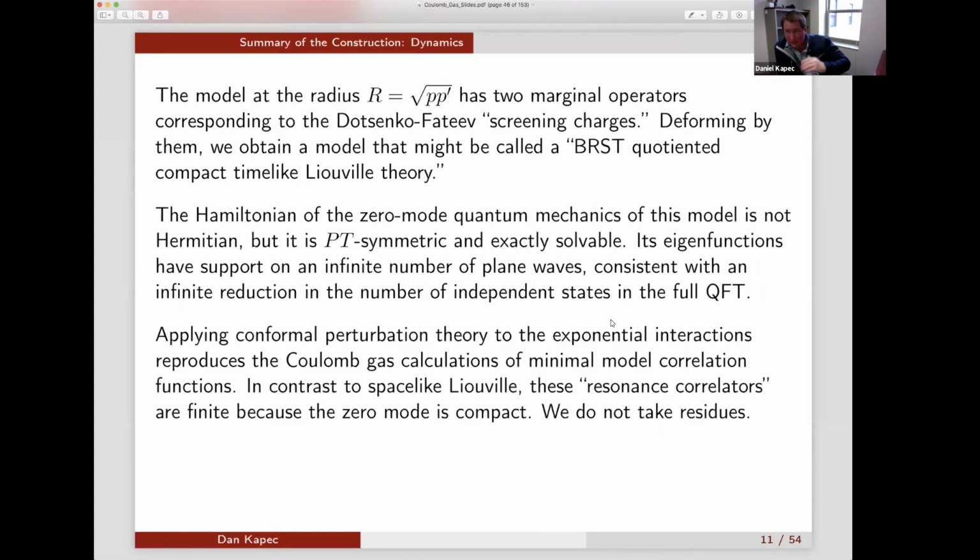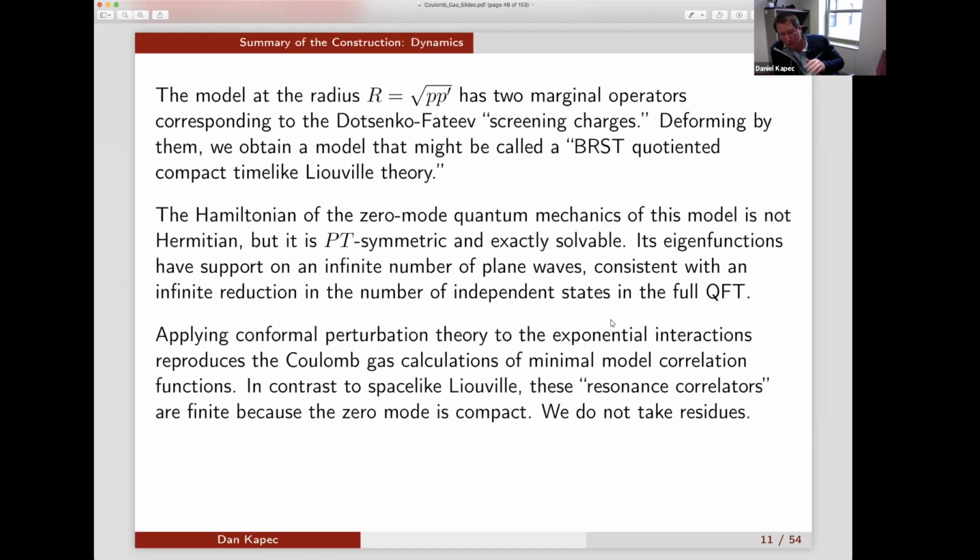Okay, and then if we try to take these marginal deformations seriously and treat them with conformal perturbation theory, that will allow us to reproduce the Coulomb gas calculations of the minimal model correlation functions. You have to understand how two-dimensional surface integrals can be factorized into products of Dotsenko-Fateev-like line integrals, but that's actually rather well-known technology. An important distinction will be that in contrast to space-like Liouville, these resonance correlators that we need to compute will actually be finite because the zero mode is compact.